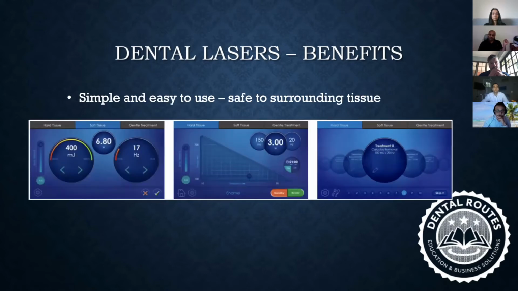So coming to the first point, which is simple and easy to use, this is what I was explaining. This is one of the shots I've taken from the laser that I use, which is the Light Touch laser. It's so nicely explained. You can pick a hard tissue, a soft tissue, or a gentle treatment. You can then choose what kind of hard tissue treatment you want, whether it's enamel or dentine you're trying to cut, or if you're using it on bone. You can also regulate the power if you want to, but otherwise you just press the button, ready, and the piece is all ready for you to use. That is why I said it's very simple and easy, and because it selects the tissue, it is very safe to your surrounding structures as well.